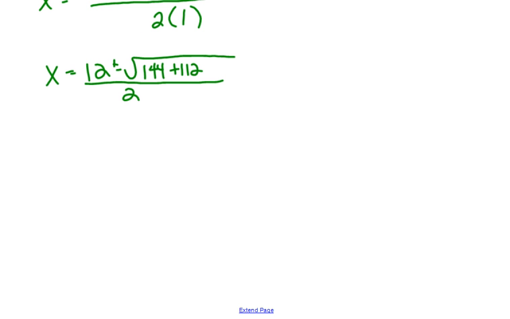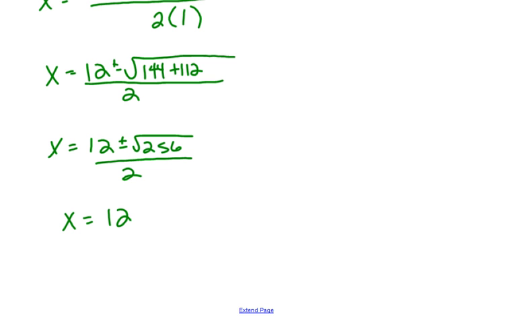As I continue to solve this problem, I'm going to add under the square root, so I'd have x equals 12 plus or minus the square root of 256 over 2. You would try to see if 256 is a perfect square, and it is, right? The square root of 256 is 16. So I replace that root 256 with a 16.